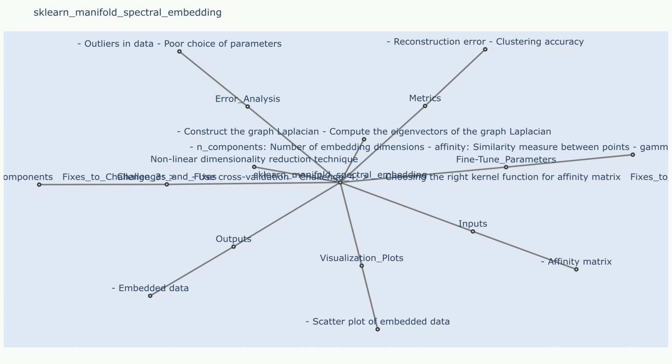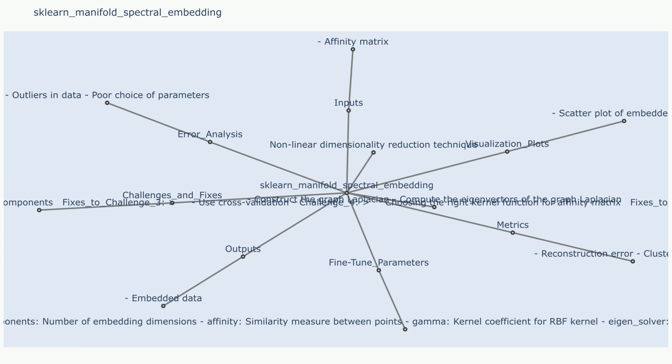Fine-tune parameters. N neighbors for nearest neighbors affinity. The number of nearest neighbors to consider when constructing the graph. Gamma for RBF affinity controls the width of the Gaussian kernel. Random state controls the random number generator for reproducibility. Uncertainty methods. Bootstrap resampling.